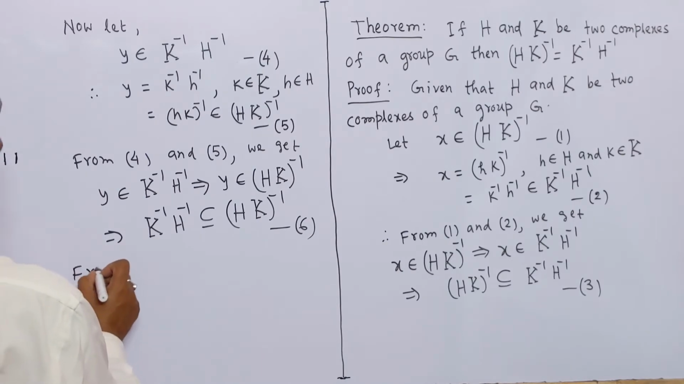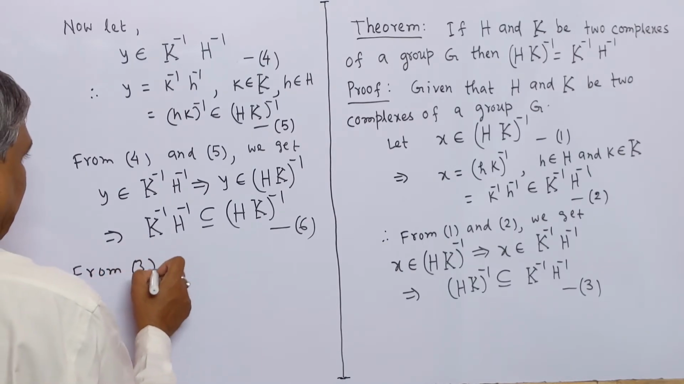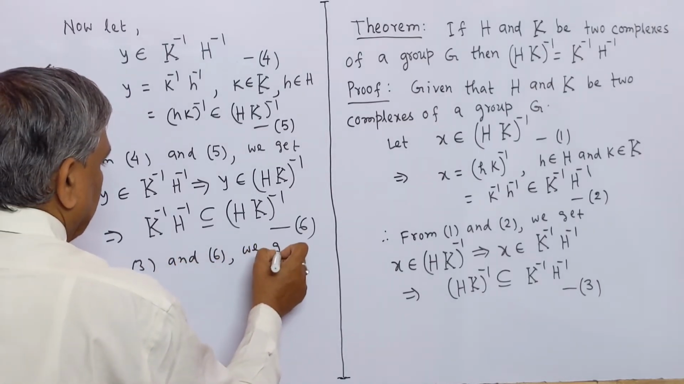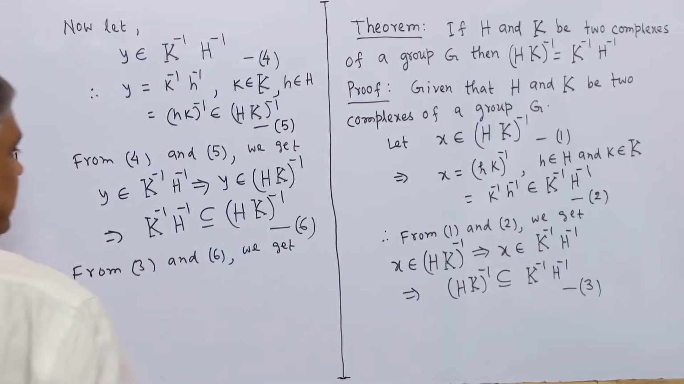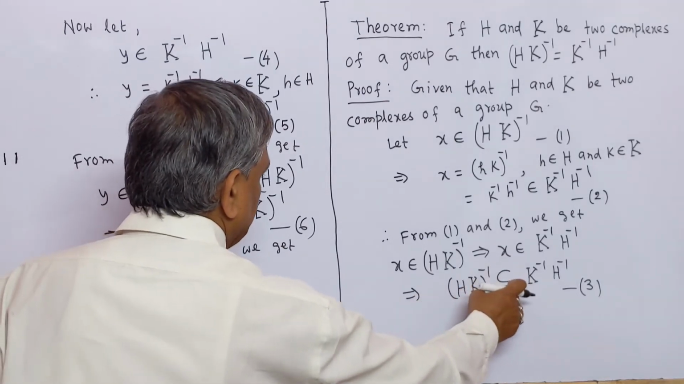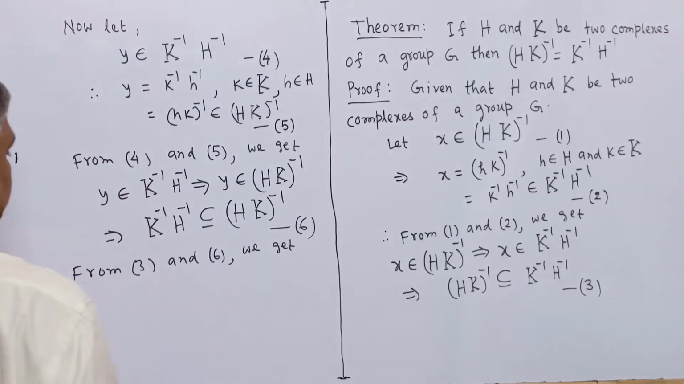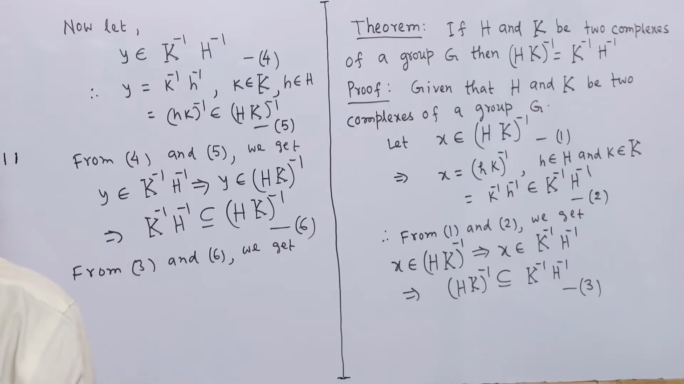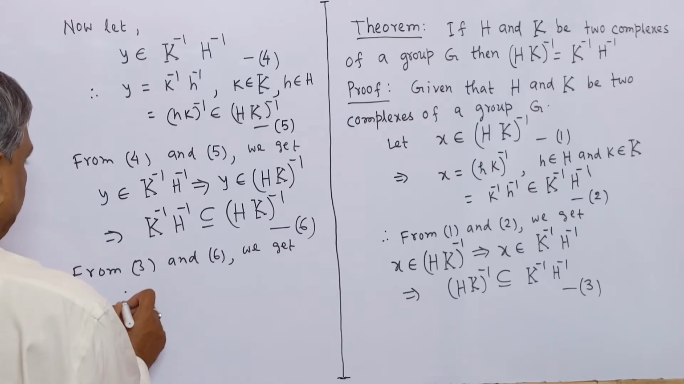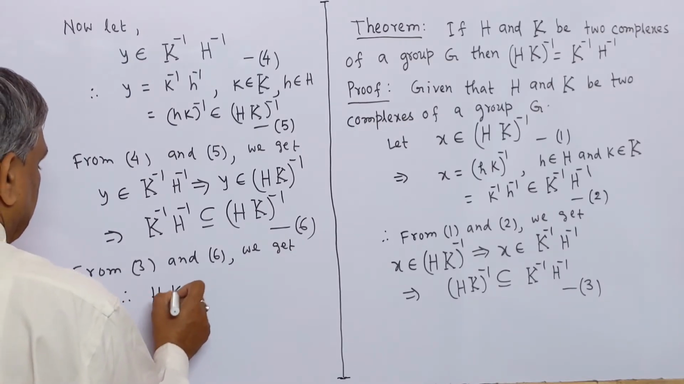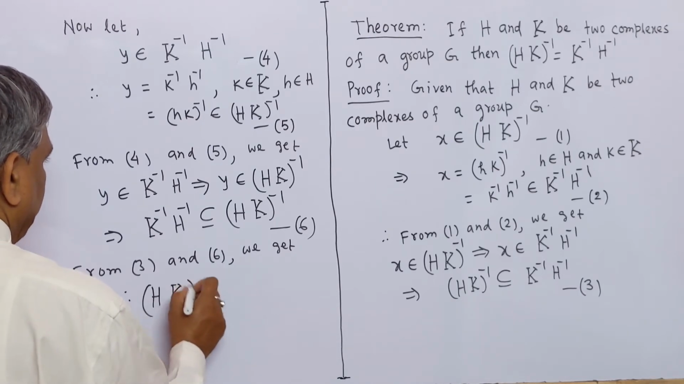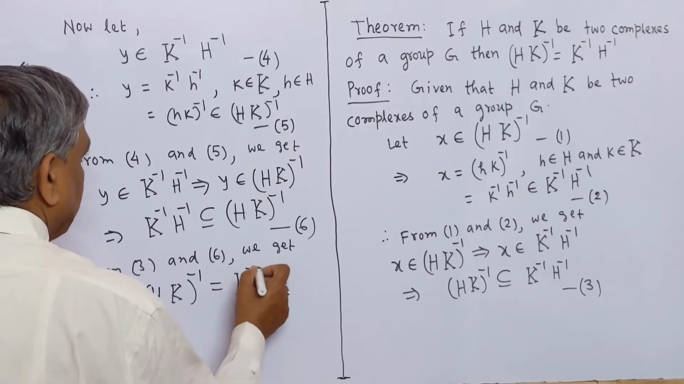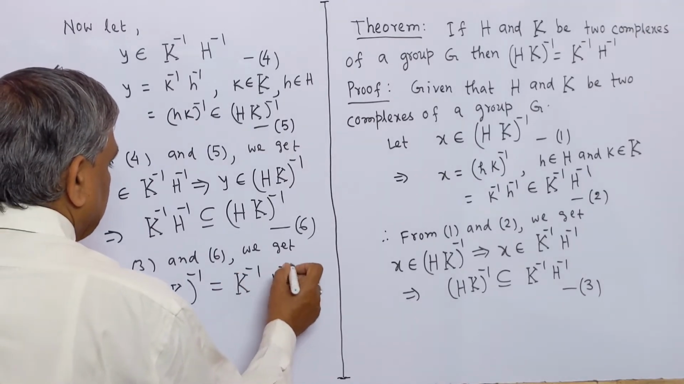From 3 and 6, we get here (HK) whole inverse is a subset of K inverse H inverse, and here K inverse H inverse is a subset of (HK) whole inverse. Therefore, they are equal. Therefore, (HK) whole inverse equal to K inverse H inverse. Proved.